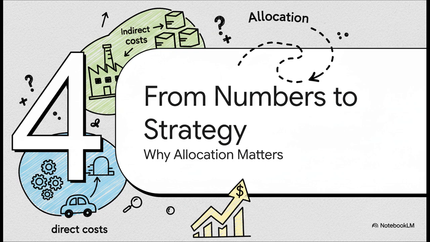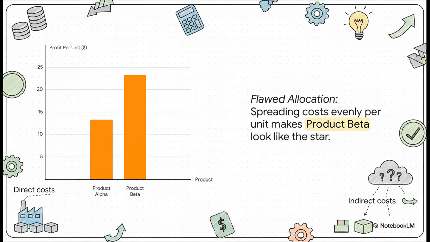So why does all this technical jargon matter beyond the classroom? Because the way you choose to allocate those indirect costs can completely change your understanding of your own business, and it can lead to wildly different strategies. Let's go back to simple widgets. Let's say they've got two products, alpha and beta. Now, if they use a really simple but flawed allocation method, like just spreading all the overhead costs evenly across every unit they produce, their analysis looks like this.